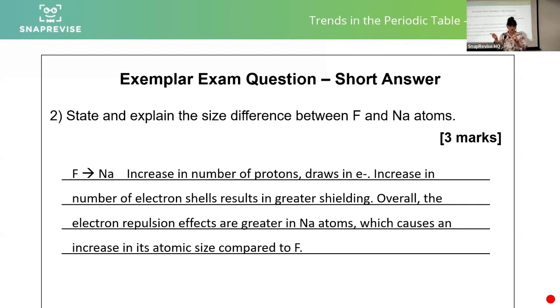The increase in the number of protons draws them in tighter, or would make it smaller, but then you've got an increased shielding, which allows it to be bigger. And the second mark for the explanation comes from the fact that we've said the electron repulsion effects, or the shielding effect, so you could have said shielding there, effects are greater. If they are greater, if they have more of an impact on the size, then that's what causes the difference in size. So we've had to say both sides of the argument, but we've explained which is the dominant factor.